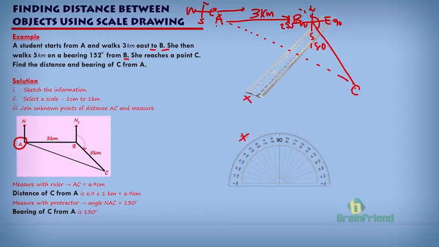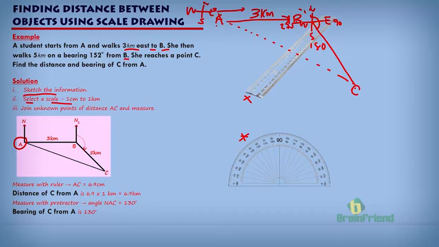And we'll be scaling things because what we have is in kilometers, but on paper we can't have a kilometer. So we've been able to draw a rough sketch. First, we said sketch the information. We've sketched. Now let's scale. The next point says scale.